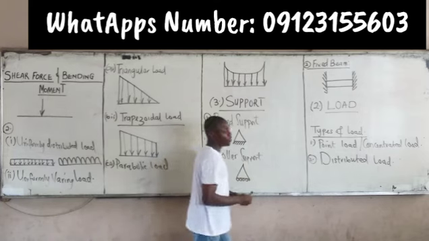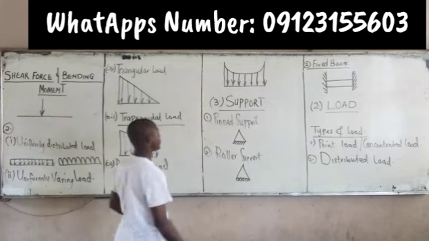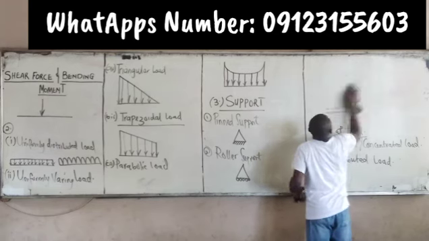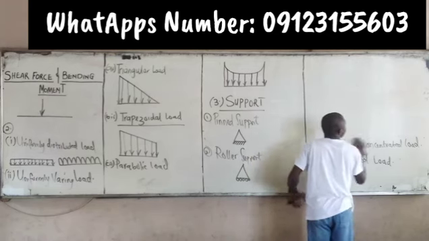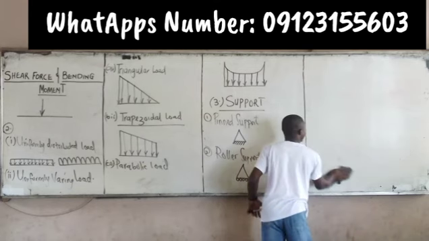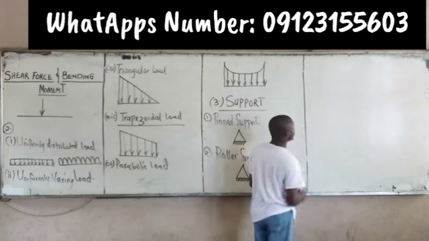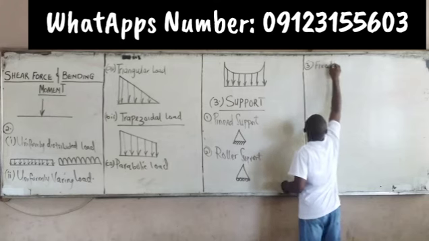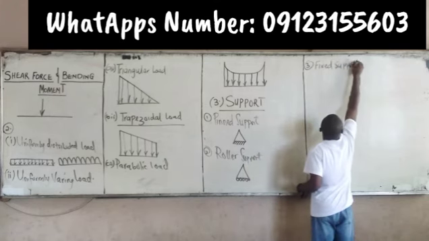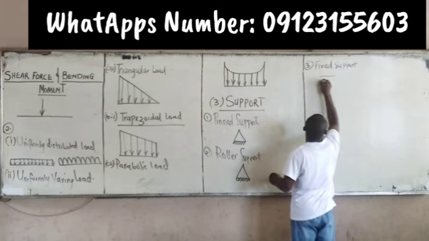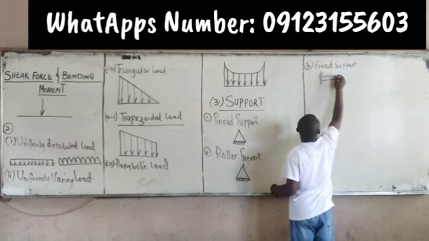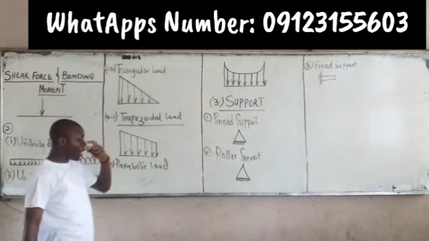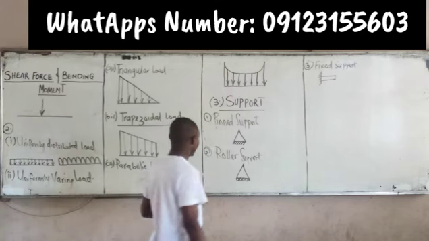And finally, we have the fixed support. Let's say I have 3 fixed supports. How does it look? This is what? A fixed support. I have this. These are the 3 types of support that we have when it comes to the support system.